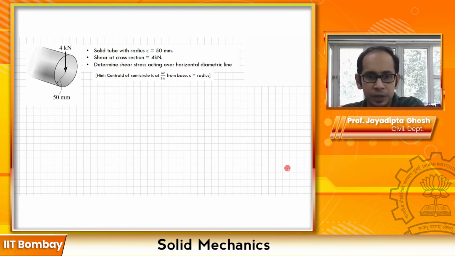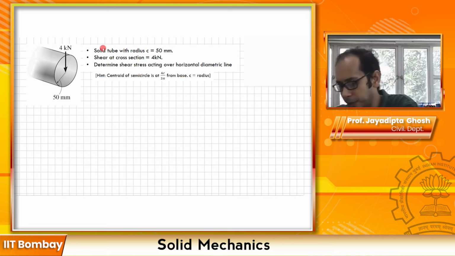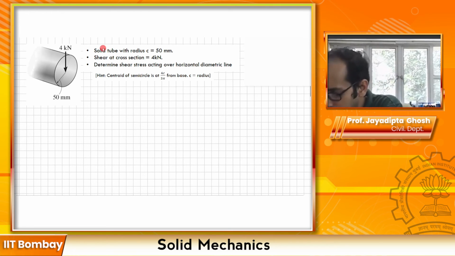This is just to get the ball rolling on how you punch in the numbers. So here in this example problem, you have essentially a circular cross section, a solid tube. It's completely solid, and you're given the radius C equals 50 mm. Now at this cross section, which may be a part of a beam, you have a shear force of 4 kilonewton. What it asks you is to calculate the shear stress tau acting over the horizontal diametric line. So let's go ahead and mark that horizontal diametric line. And what the problem is essentially asking you is to calculate this thing over here.